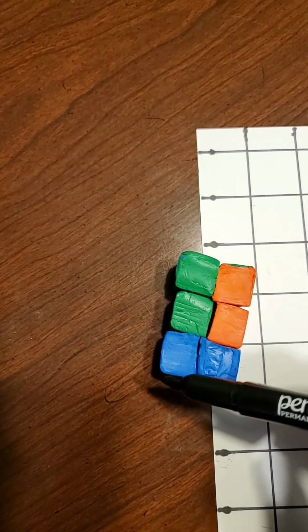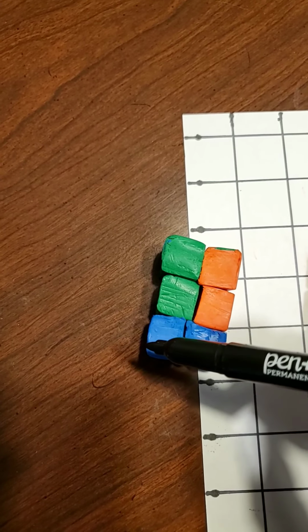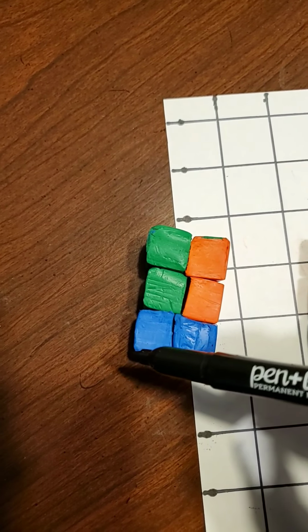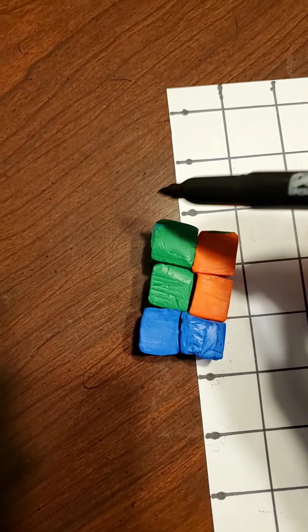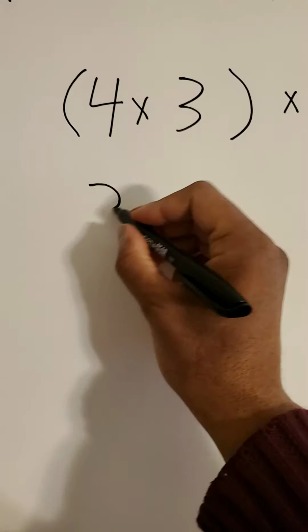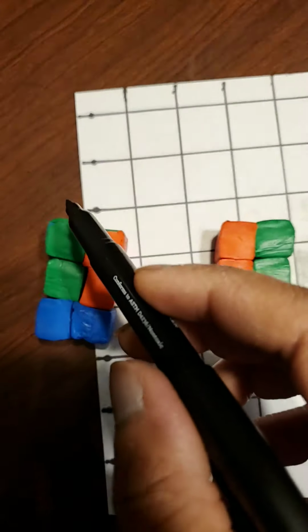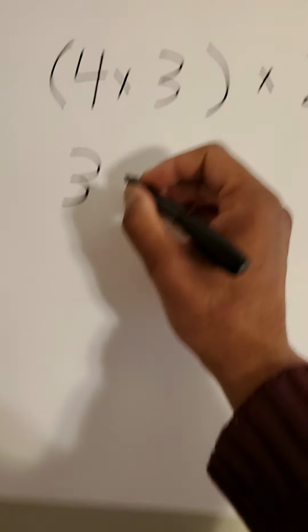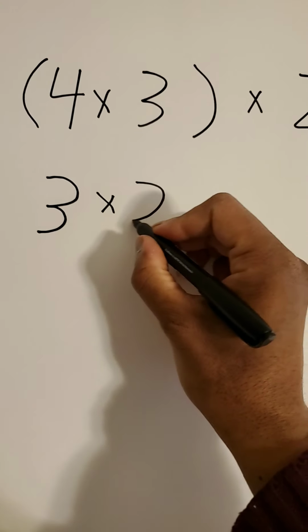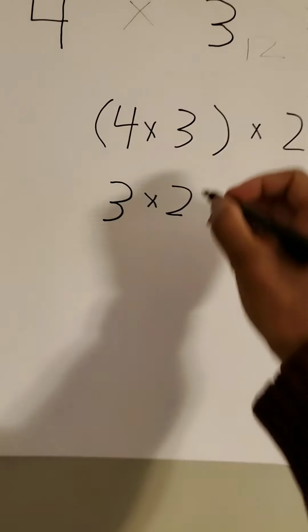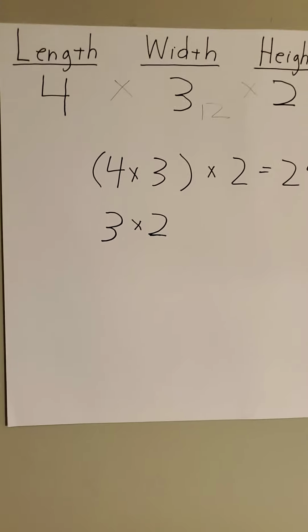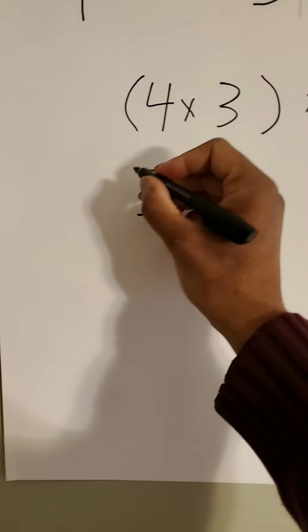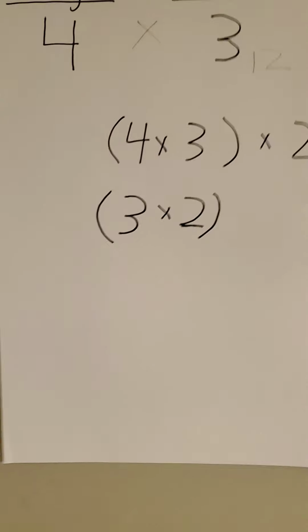Once again, each of these parts is 1 inch on each edge. So let's go, 1, 2, 3. So this part is 3 inches long. What is our width? Width is from here to here, 1 inch, 2 inches. So it's 3 times 2. That part was 3 times 2 inches. Let's put some parentheses around it to show that that represents one particular part.